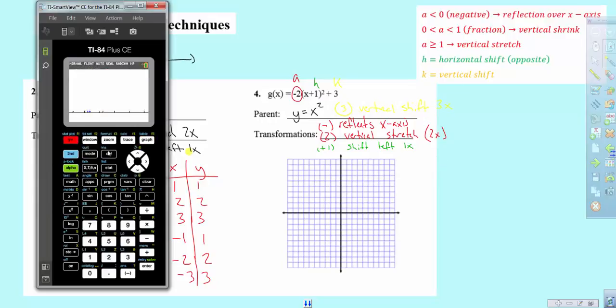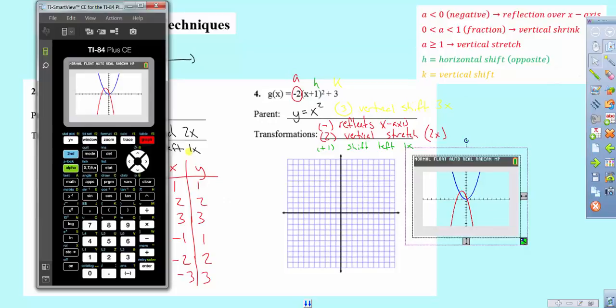So just take a quick second and plug this in, clear that out, put my parent function in, x squared, clear that one out, negative 2, open parentheses, x plus 1, close parentheses, squared plus 3. Graph those and see what we see. Parent function. So if we take a look at that vertex, let me grab this guy and pull it over here on the screen and we can look at it.